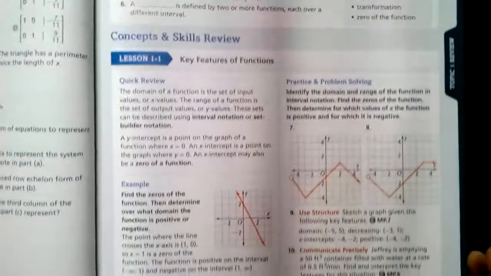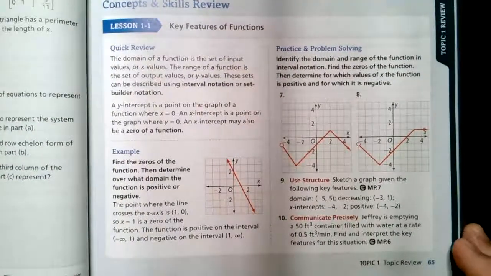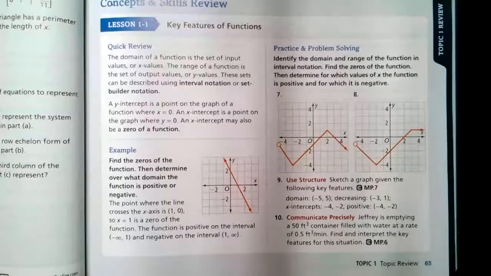So for lesson 1.1, this is all about key features of functions. If I remember right, there are, I think, 6. Domain, range. So domain is the width of the function. Range is the height of the function.